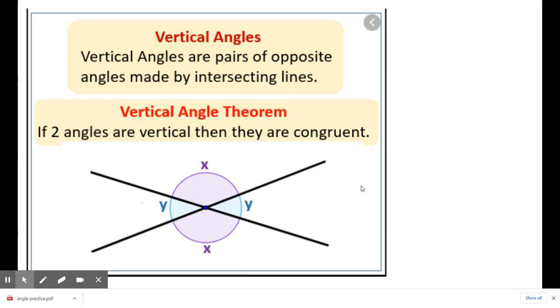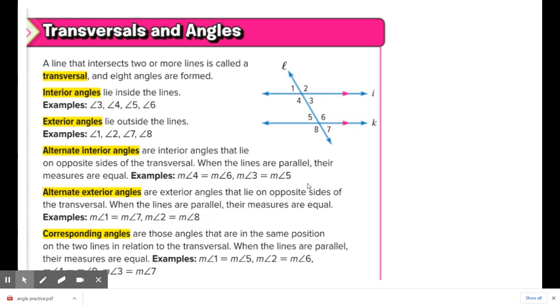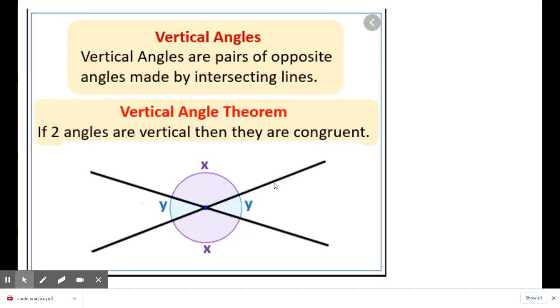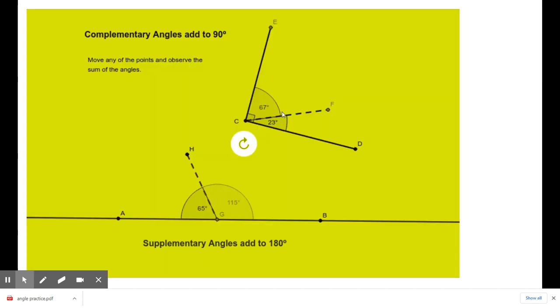Okay. Now we have vertical angles. Vertical angles aren't on that sheet, but you need to know these. Vertical angles are made when two lines intersect. They're the angles opposite one another. And vertical angles are also congruent. So if we go back to the previous sheet, we can see that 6 and 8 are vertical. 6 and 8 are also congruent. 5 and 7 are vertical. They're also congruent. You need to know that a lot of times. So you need to know what vertical angles are.